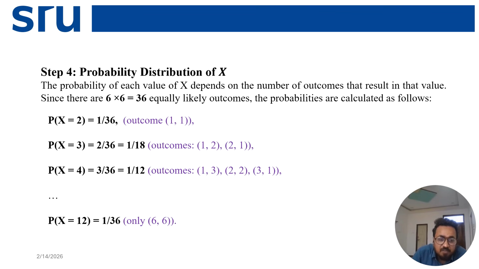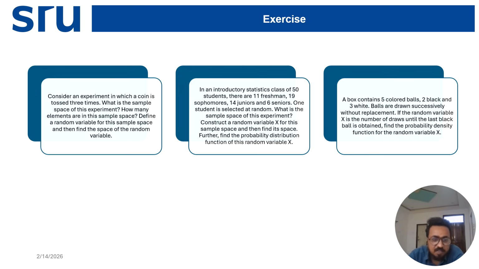Similarly, we can find the probability for each value of the range space of this random variable. Also we can see that for 12 the only outcome is 6 comma 6, and the sum of these numbers is 12. That's why it is the only one outcome, so this is equal to 1 by 36. So this is all about the probability distribution. Now there are some exercise questions, you can solve these questions. If you have any doubt or problem, you can also comment, and I will provide the answer or solution of these questions.